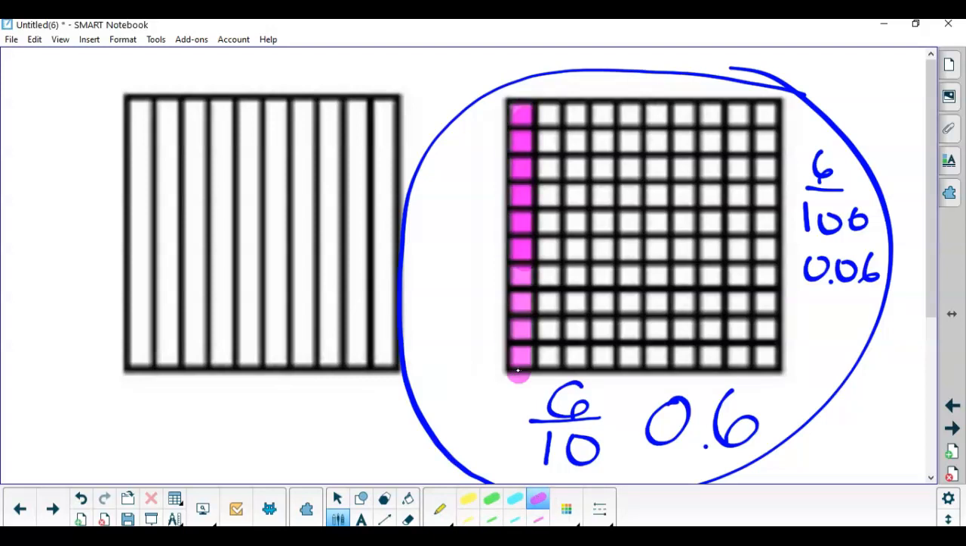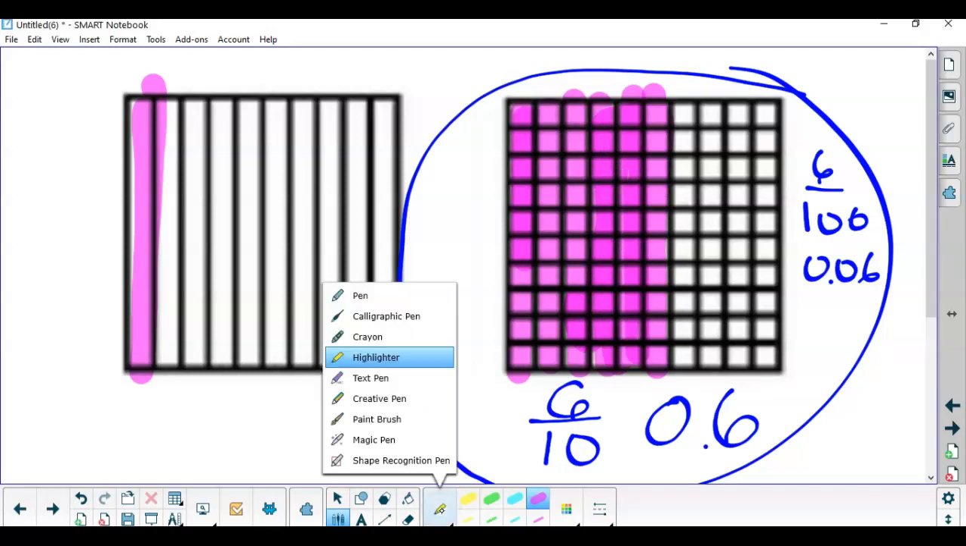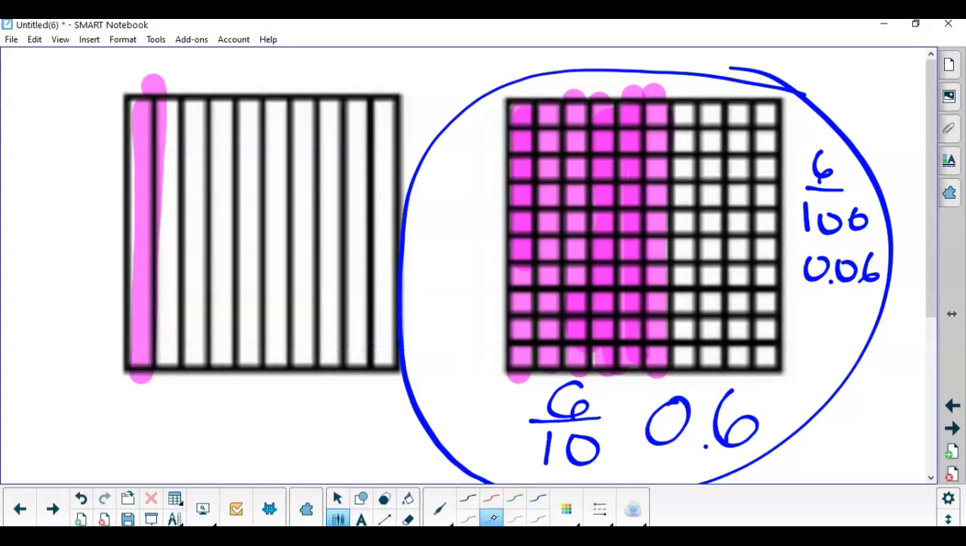Each strip is 1/10. See, look at that. Each strip is 1/10. So if I needed to show 6 tenths on here, I would have to color in 6 strips. 3, 4, 5, 6. 6 tenths is equal to 60 hundredths. So 6 tenths is equal to 60 hundredths.